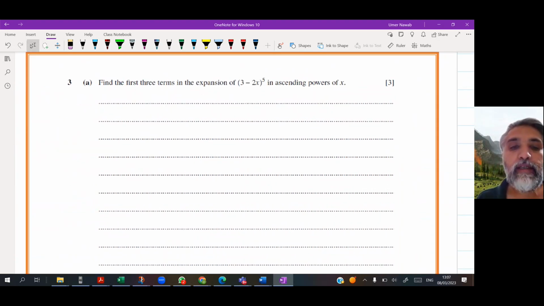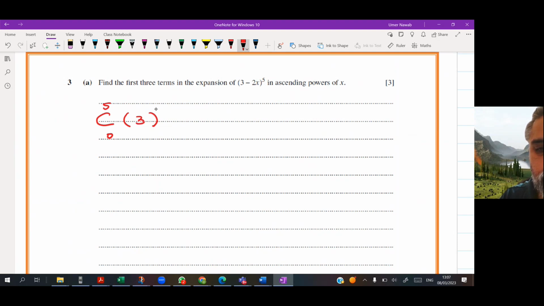If you look into this, he said find the first 3 terms in the expansion. So 1, 5C0, 3 raised to the power 5.